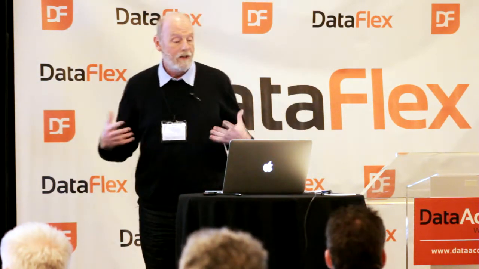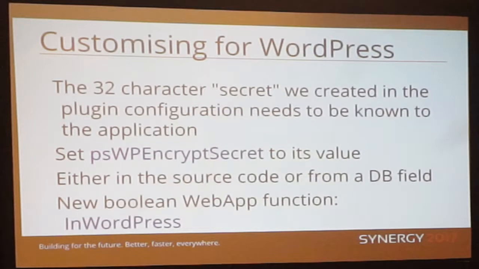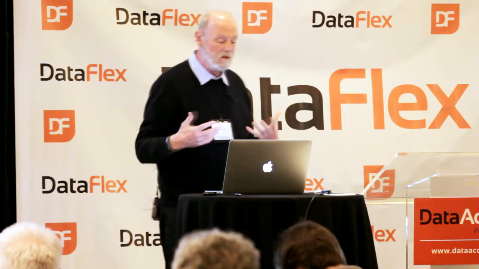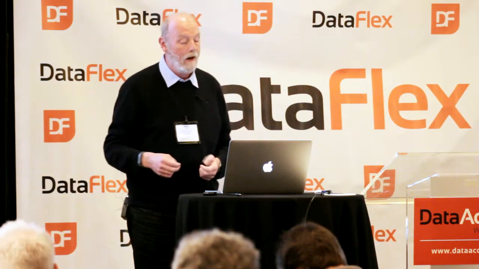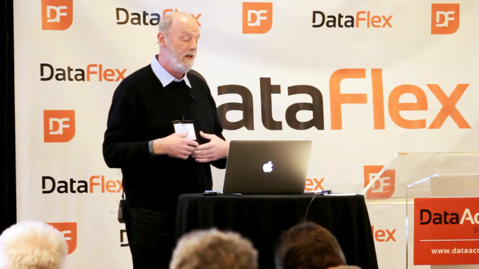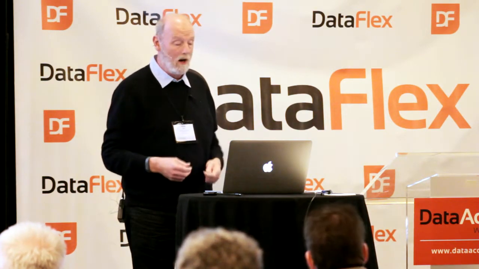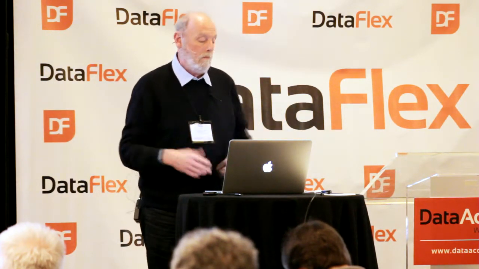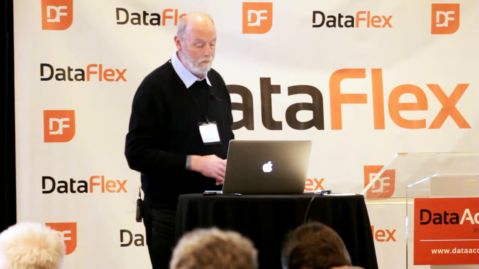So that 32-character secret that was created in the plugin configuration needs to be known to the application. And in the web app, we set PSWP encrypt secret to that value. Now, you could either do that directly in the source code, or maybe you could store it in a database field, or perhaps an ini file, which is not very sensible, I don't think. If you put it in the source code, then once it's compiled, that's relatively secure, but anybody who gets your source code knows what it is. One way or another, it's got to be there somehow.